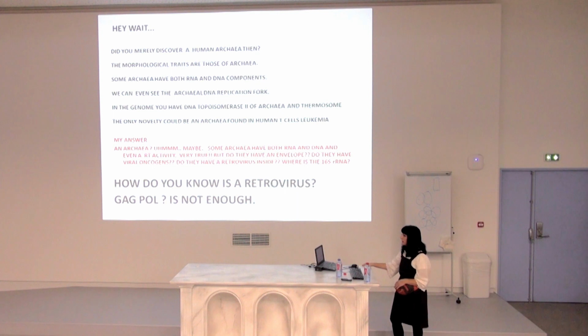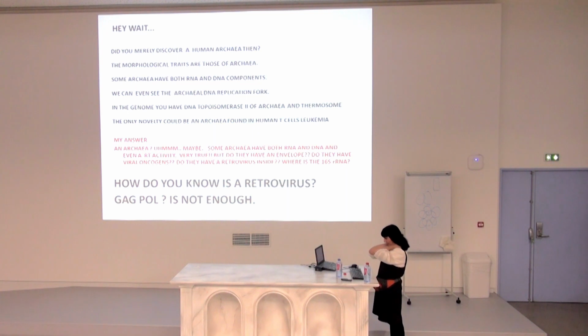Now you may be thinking, maybe you only discovered an archaea then. Archaea, they are big. These particles have the strong archaeal features. And we know now with all this bioinformatic testing, the archaea can have both RNA and DNA. And in my functional annotation, I did see many enzymes of the archaea. And maybe I only found possibly an archaea or something similar in human T-cell leukemia.